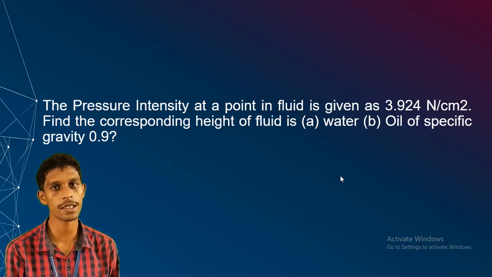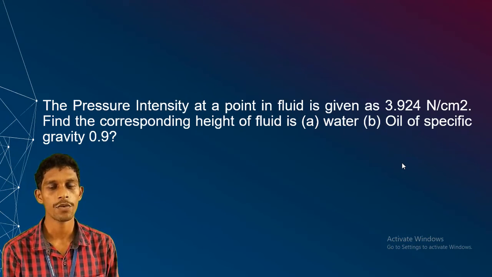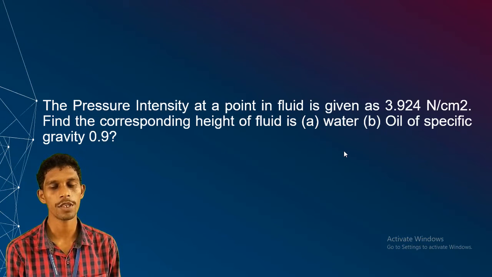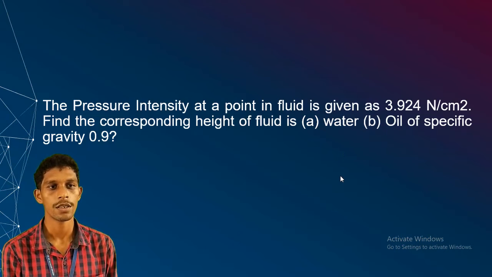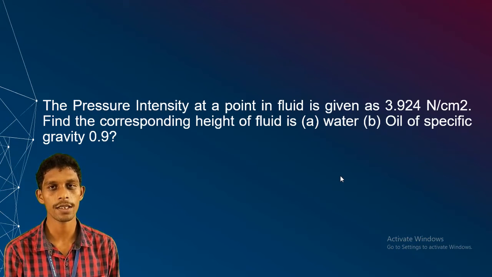The pressure intensity is given. So the entire fluid is running with a pressure. That pressure intensity is given, and we know the values for water. That means we know the value of specific gravity and density of water. But to find the density of oil, he has given us the specific gravity. Oil of specific gravity 0.9. From that we can calculate the density.